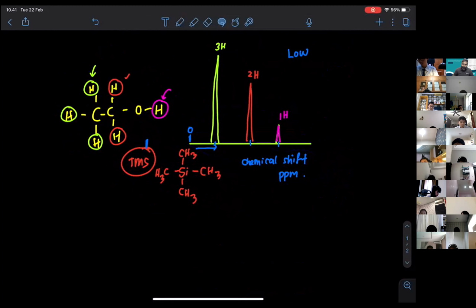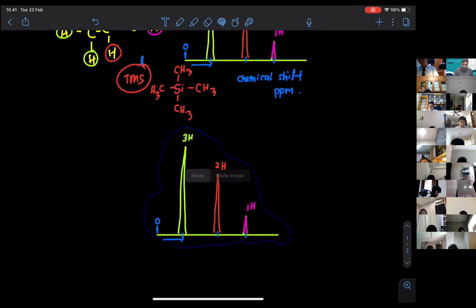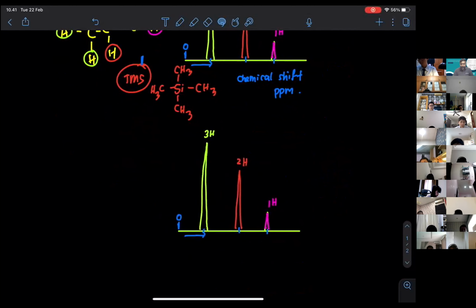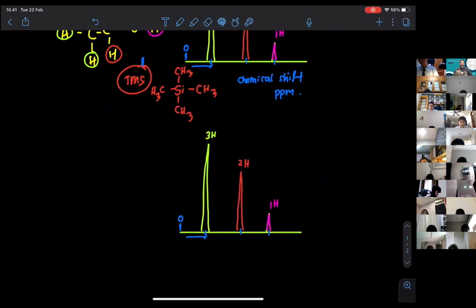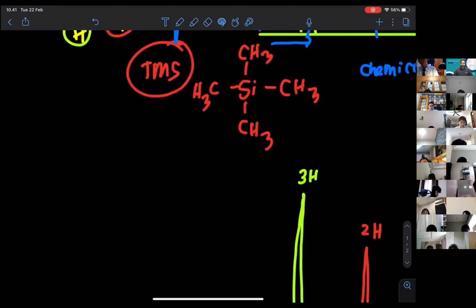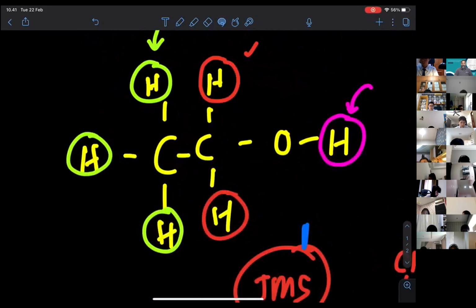Why is splitting going to happen? This splitting happens because the neighboring hydrogens are going to have a shielding effect. The electrons give you the shielding and cause some sort of disturbance in your NMR. When there is disturbance, splitting will occur.